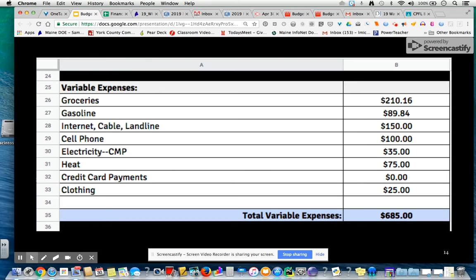Then here's a similar screenshot of variable expenses. These are things that may change from month to month. Can you guess what the formula should be here in cell B35? Equals SUM. We're adding a range. B26 colon, which means through, B34.